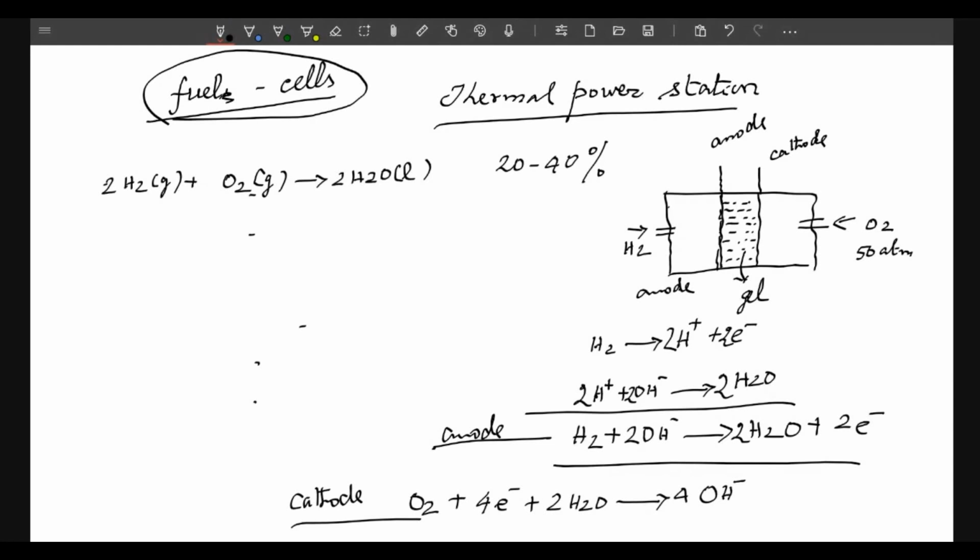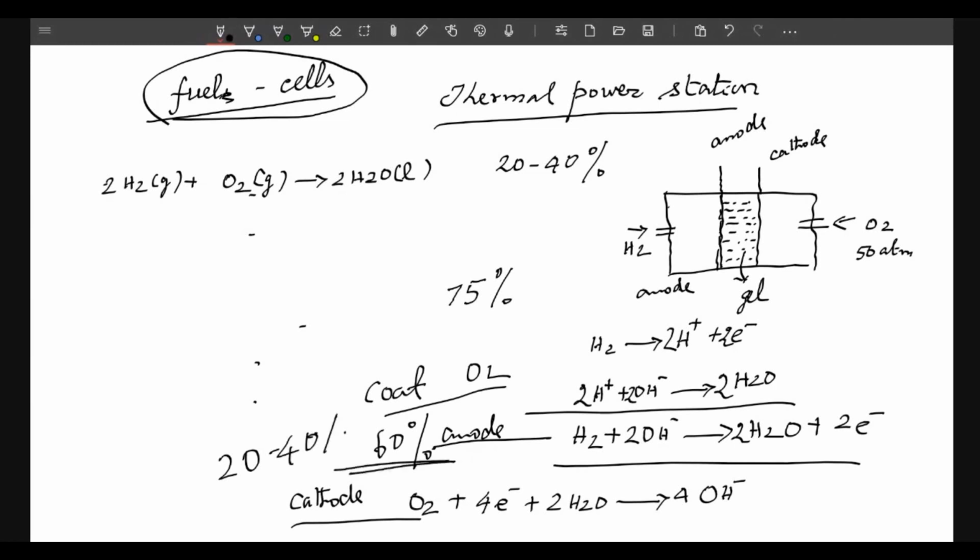After conversion here, the cell efficiency is found to be 75%. Similarly, for coal fired with oxygen, the efficiency is found to be 60%. But in the conventional method, the efficiency is 20 to 40%, and in the coal-fired fuel cell it is found to be 60%. So much research is going on in this field.